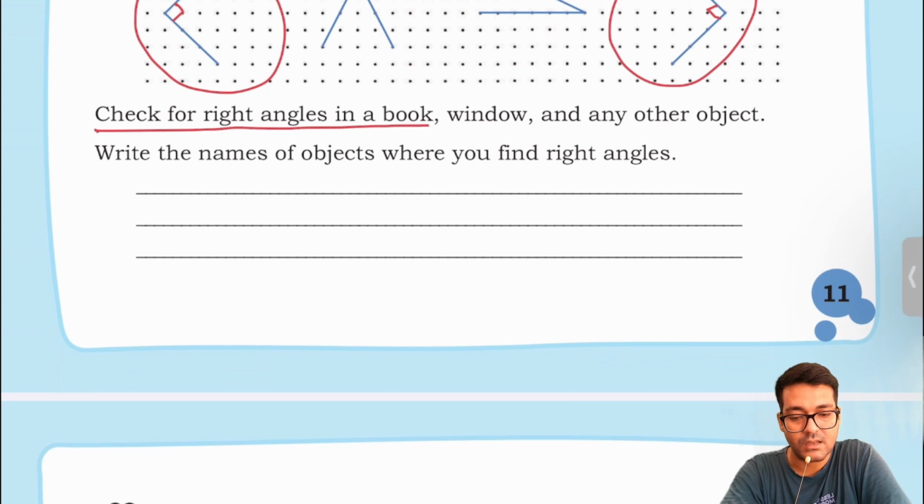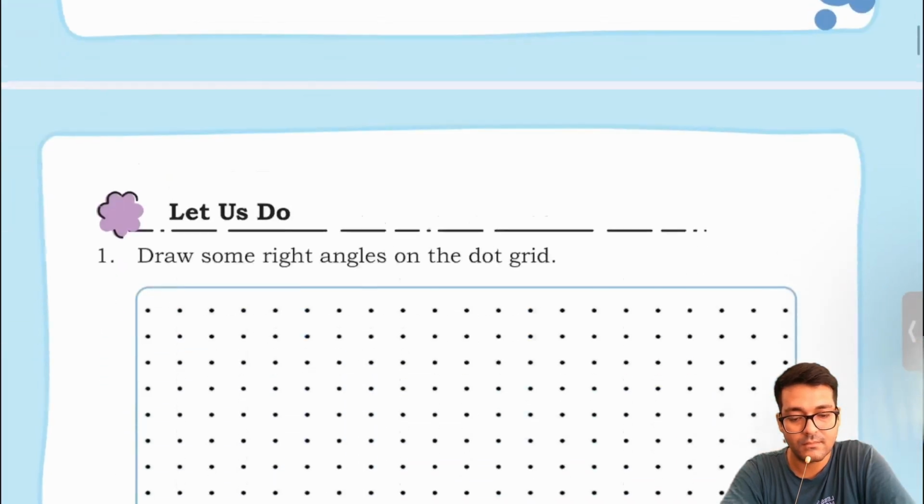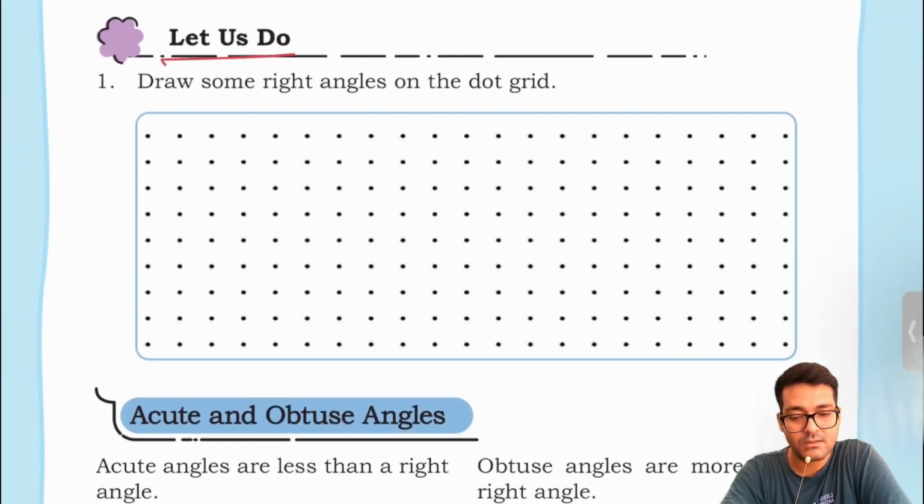Check for right angles in a book, window and other objects. Write the names of objects where you find right angles. Right angles can be found in objects such as windows, doors, chairs, whiteboards, blackboards, books, desks, etc. Let us do 1. Draw some right angles on the dot grid. You have to draw some right angles on the dot grid like this.